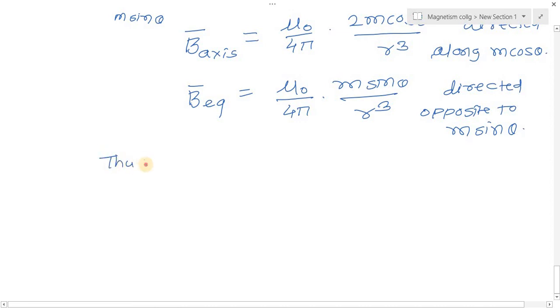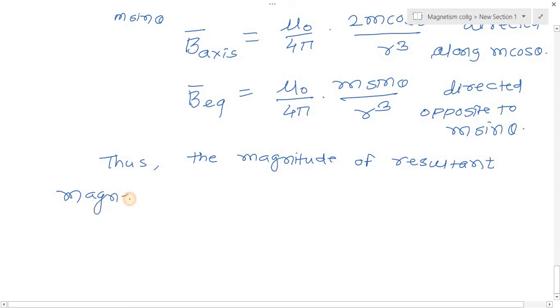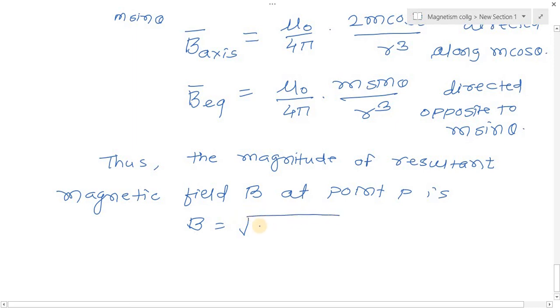So thus the magnitude of the resultant magnetic field B at point P is, B is equal to, the magnitude of the resultant vector is B under root of B axis square plus B equator square. Okay, B axis square plus B equator square.